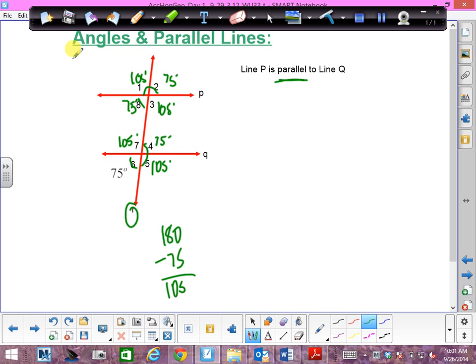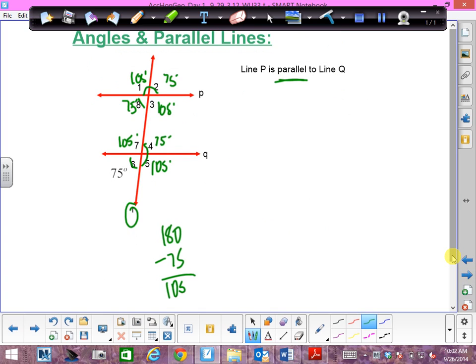So if I give you one angle measure, in a diagram like this where I have a transversal that intersects two parallel lines, you should be able to find all of the other angle measures just based on the supplement theorem, based on the vertical angle theorem, and then knowing that corresponding angles are congruent.